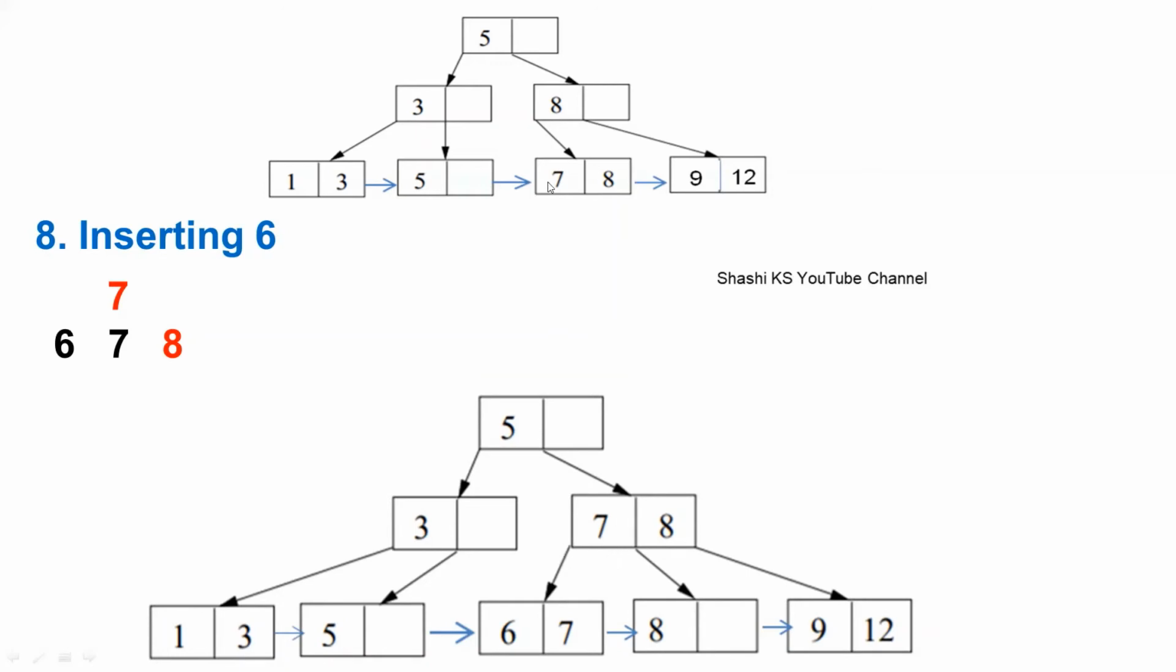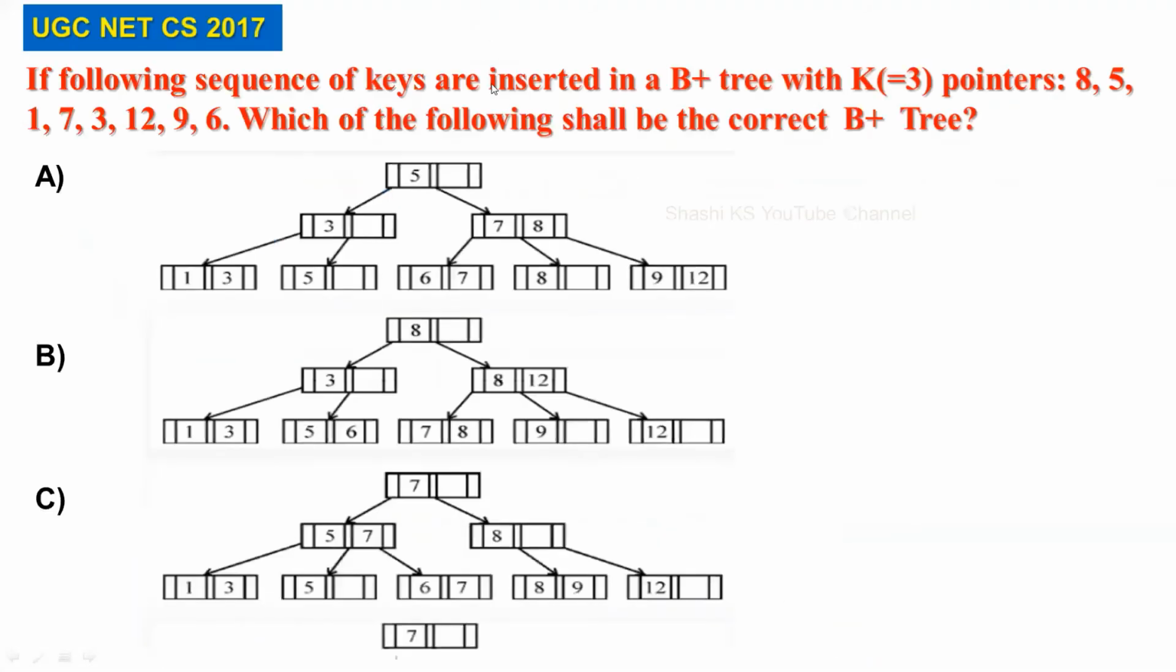Here the node 7 and 8 is being split, and 6 and 7 are kept in the current node. 8 is moved to a new node, and then you'll be getting 7 and 8 in the parent node. The left pointer of 7 will point to 6 and 7, and the right pointer of 7 will point to 8. So coming back to our question, the answer for this question is option A.